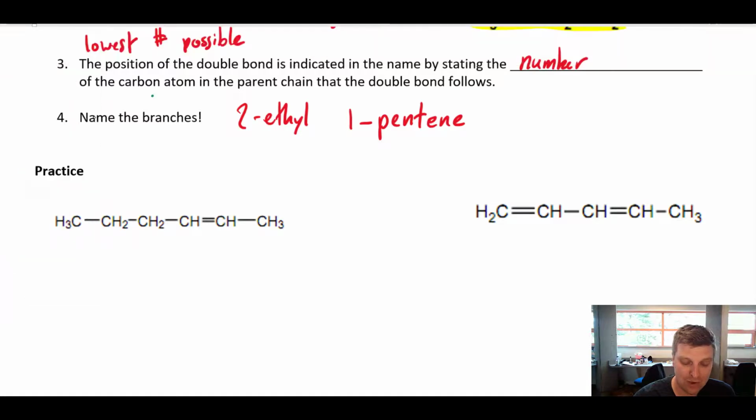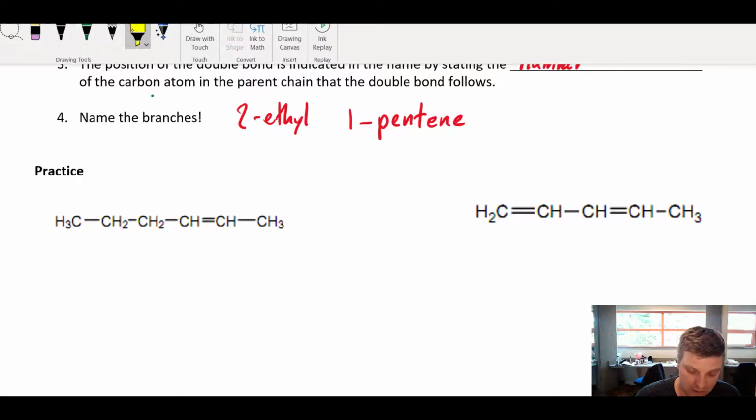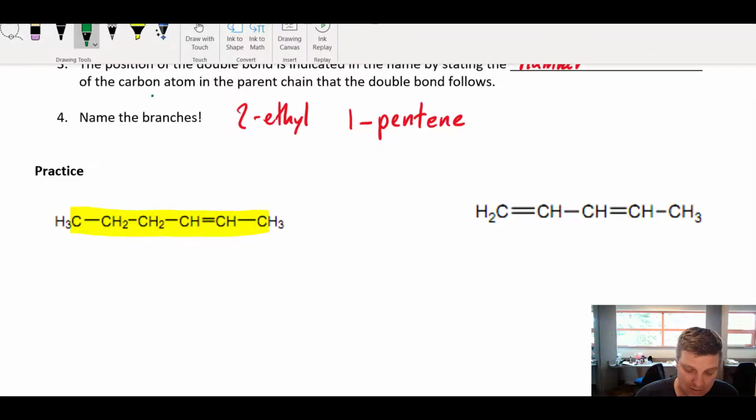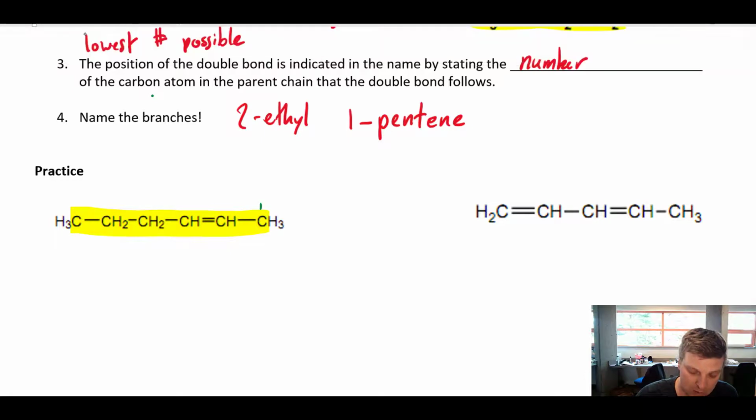And now that you've tried them on your own, and now that I'm not on pause anymore, let's give it a shot. So fairly straightforward because there's not a lot of branches here. I mean, there is only one parent chain to worry about. That's my carbon chain. I'm going to number this so that this double bond is the lowest number possible, which means I'm going to start from this side and go 1, 2, 3, 4, 5, 6.